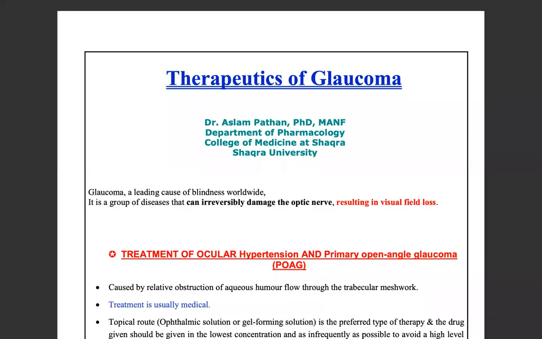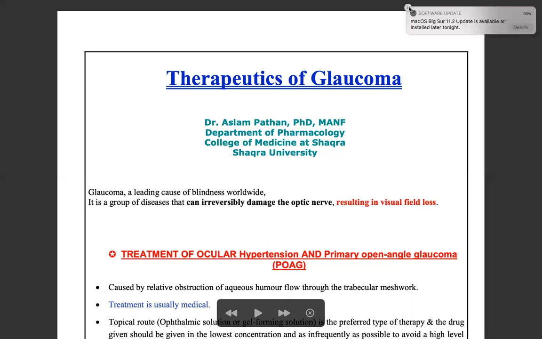Therapeutics of glaucoma. In the previous session, we discussed the drugs, various drugs and their effects on the eyes. First, you should know the glaucoma. What is glaucoma? Glaucoma is a condition related to the eye in which there is increase in intraocular pressure.